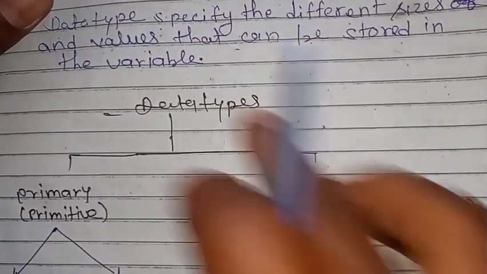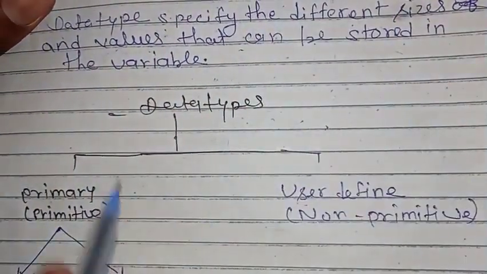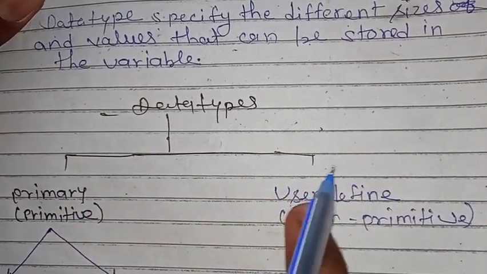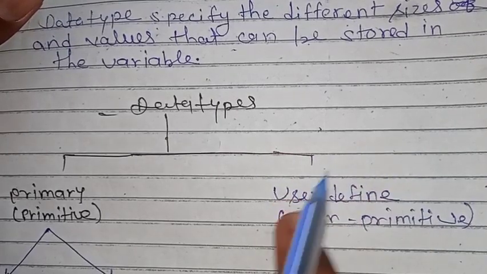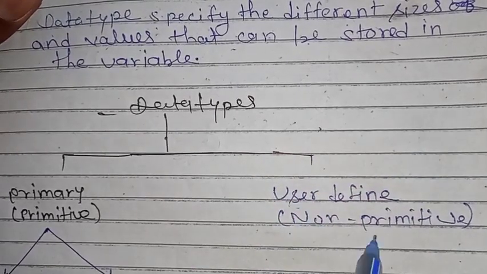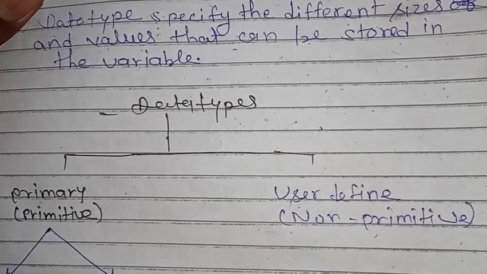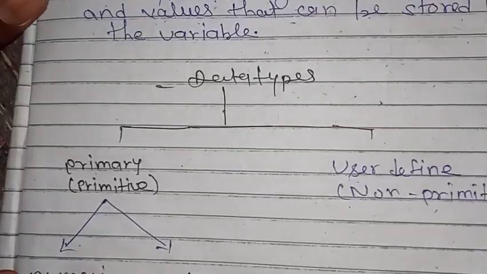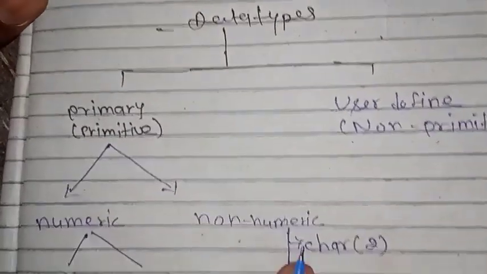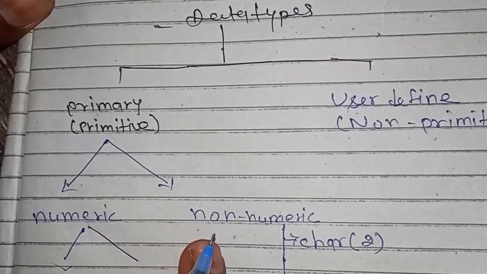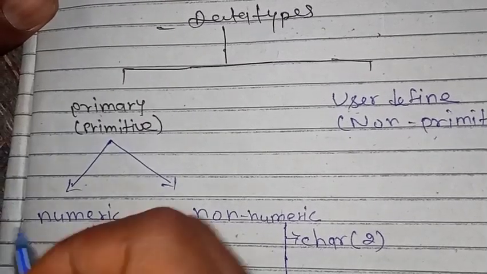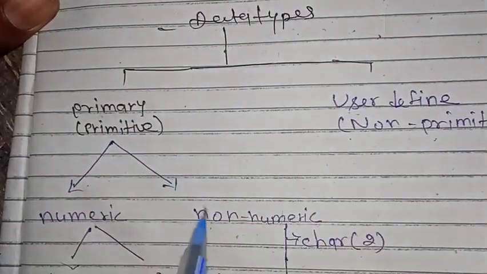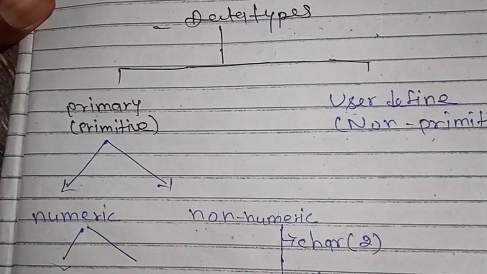There are mainly two types of data types. The first one is the primitive data types, and the second one is user defined data types, also known as non-primitive data types. There are two further types of primitive data types: numeric and non-numeric. Numeric data types hold numbers, and non-numeric ones hold characters.